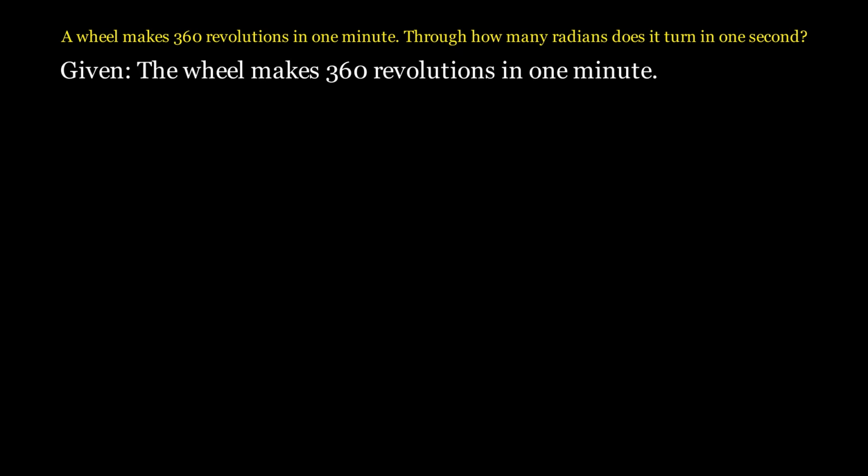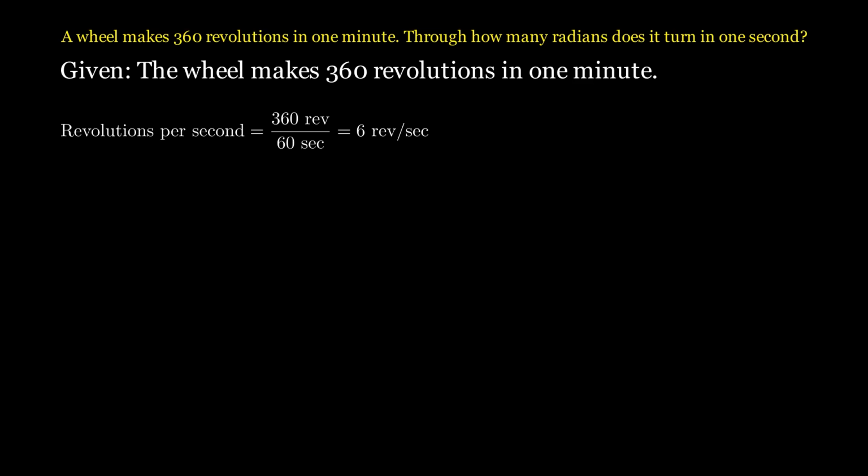Next up, we have a very interesting problem. A wheel makes 360 revolutions in 1 minute. Through how many radians does it turn in 1 second? What do we have here? Given, a wheel makes 360 revolutions in 1 minute. So we know that in 1 minute there are 60 seconds. Okay, let's compute how many revolutions it makes in 1 second. So it will be 360 divided by 60, which is 6 revolutions per second.